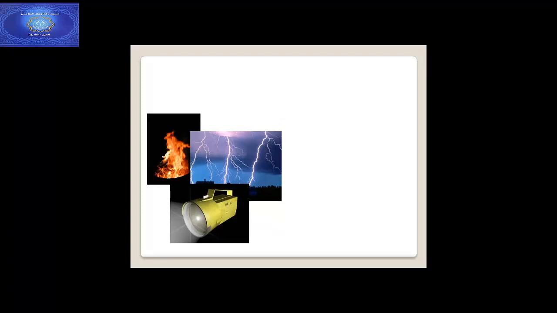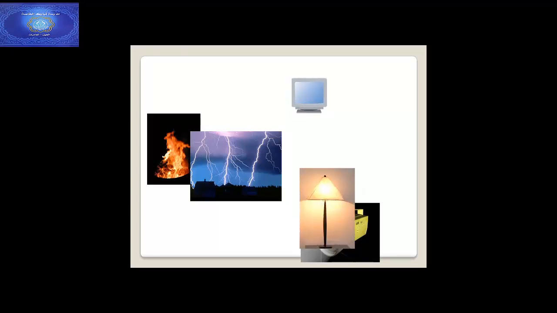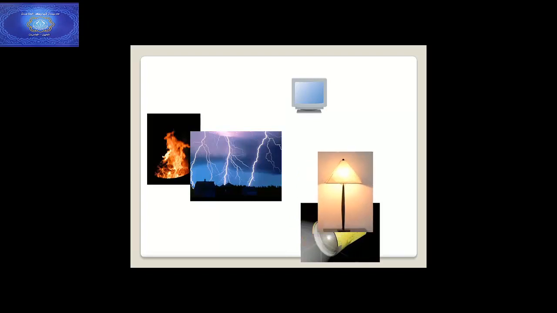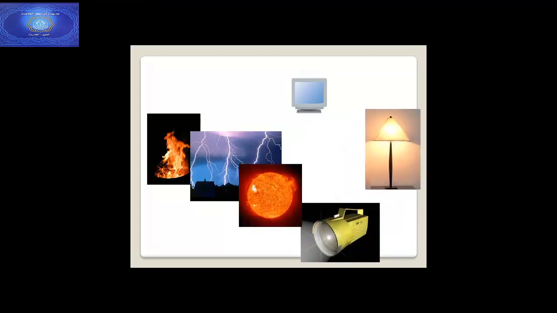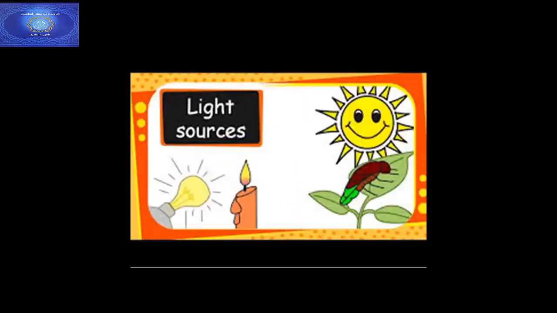Torch is a man-made or artificial source. Computer, also an artificial source. What else? What do we have? Lamp. Lamp, artificial source. Sun. Sun is the main source of light, it is a natural source. That means we have natural sources, we have artificial sources. What else do we have also in nature? We have stars. Stars, natural source.